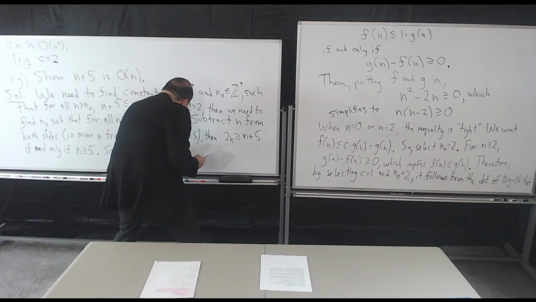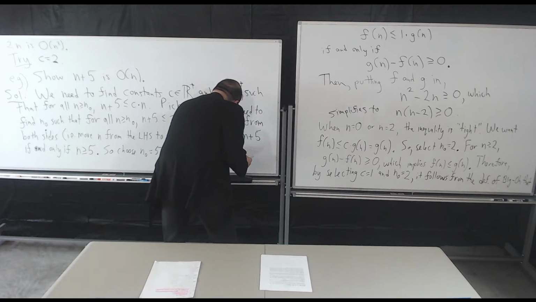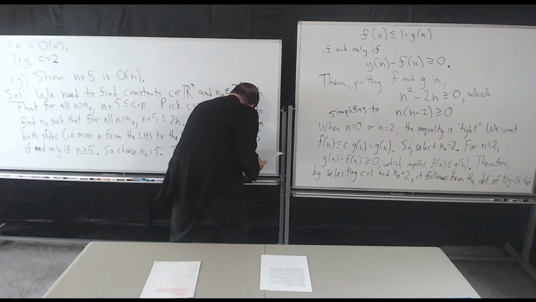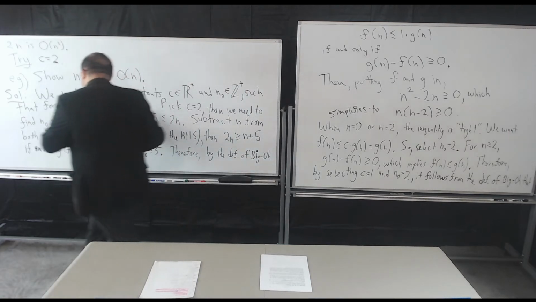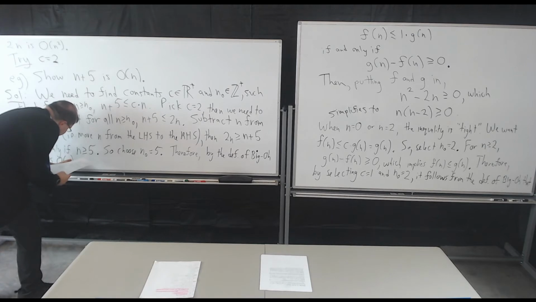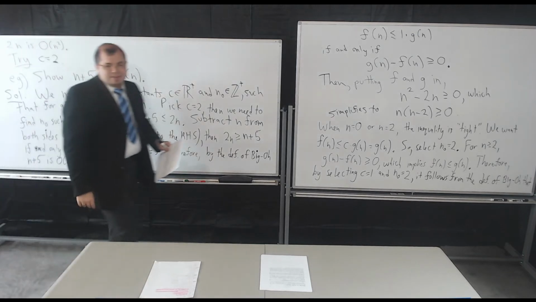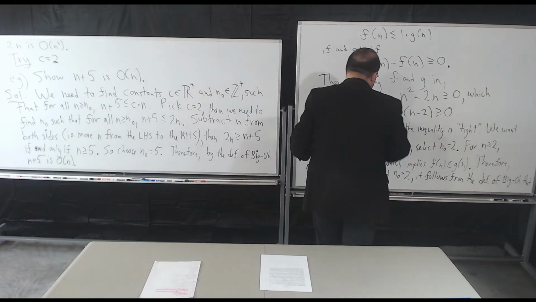Now I just need a conclusion. I'm always going to have a conclusion here. Therefore, by the definition of big O, n plus 5 is big O of n. See, isn't that pretty cool? Now, I'm going to take it one step further.